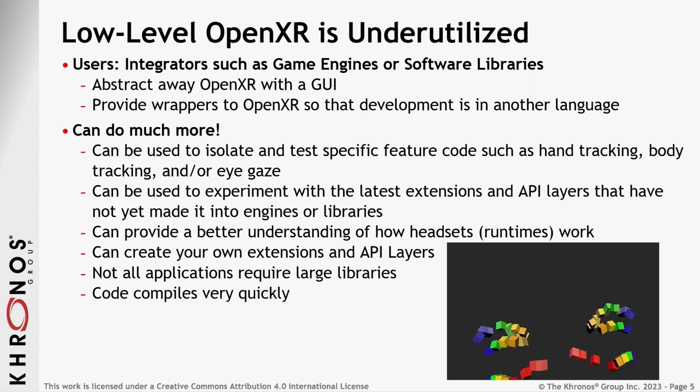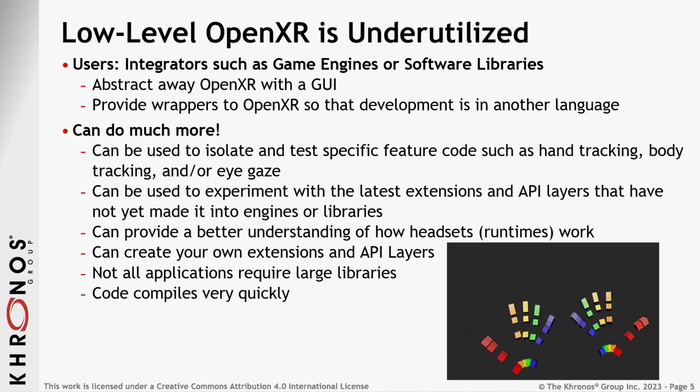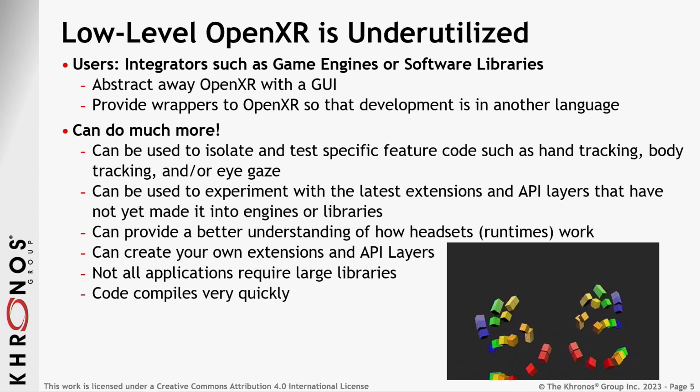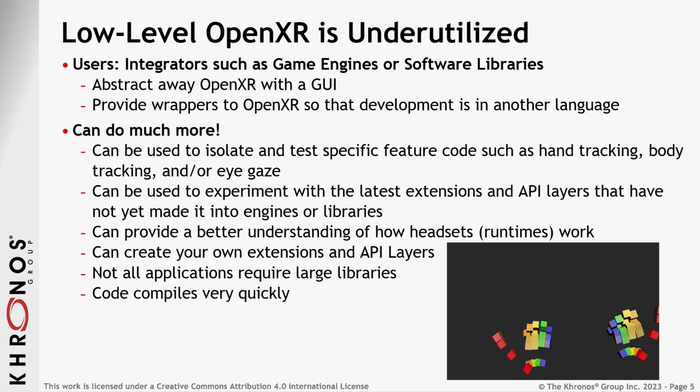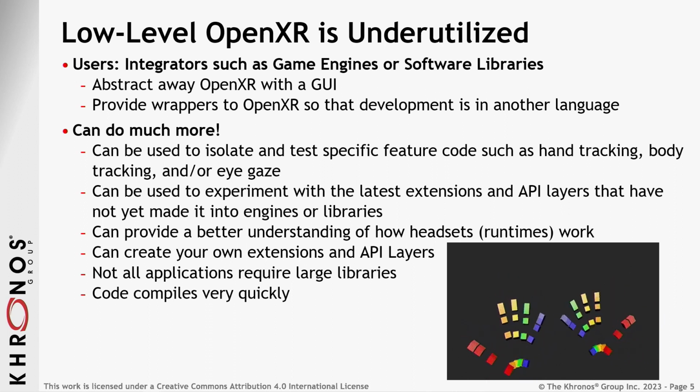You can experiment, so you can add your own API layers. I talked about this in the previous talk, but API layers let you modify existing functionality. So if you wanted to do something different that's not being done, you'd be able to do that by accessing OpenXR directly. And you can even create your own extensions. You do not need to be part of the working group to do that.